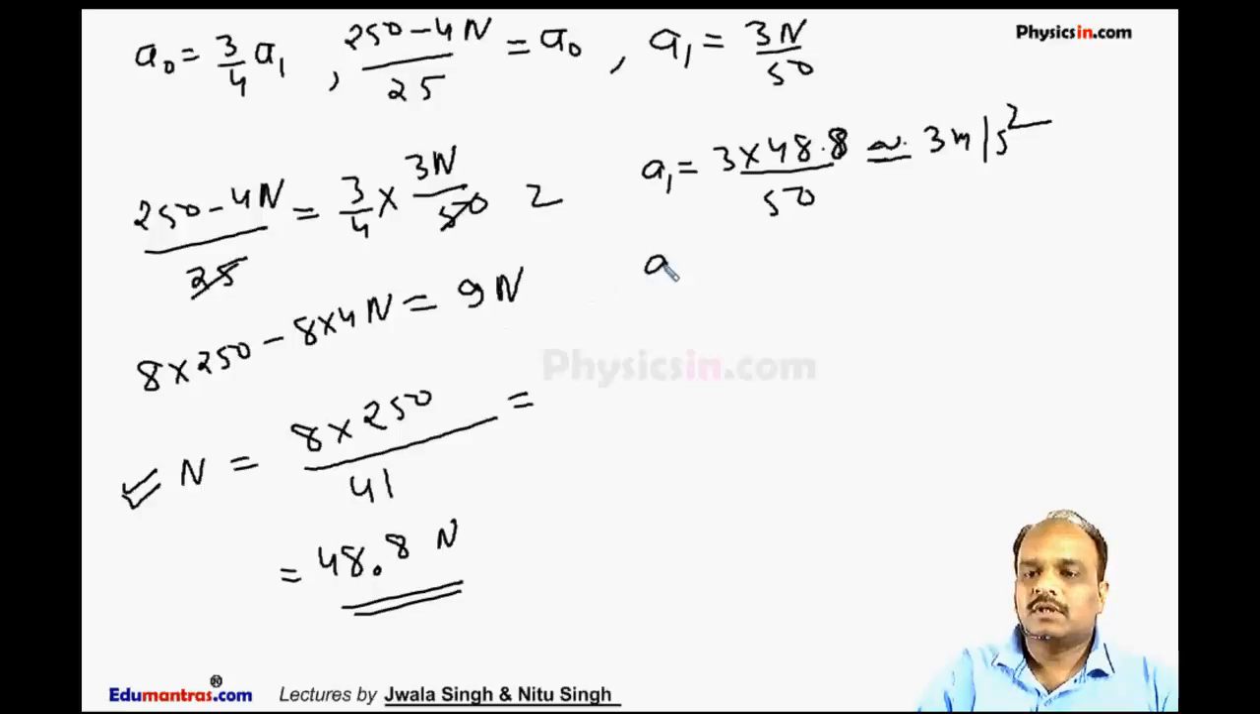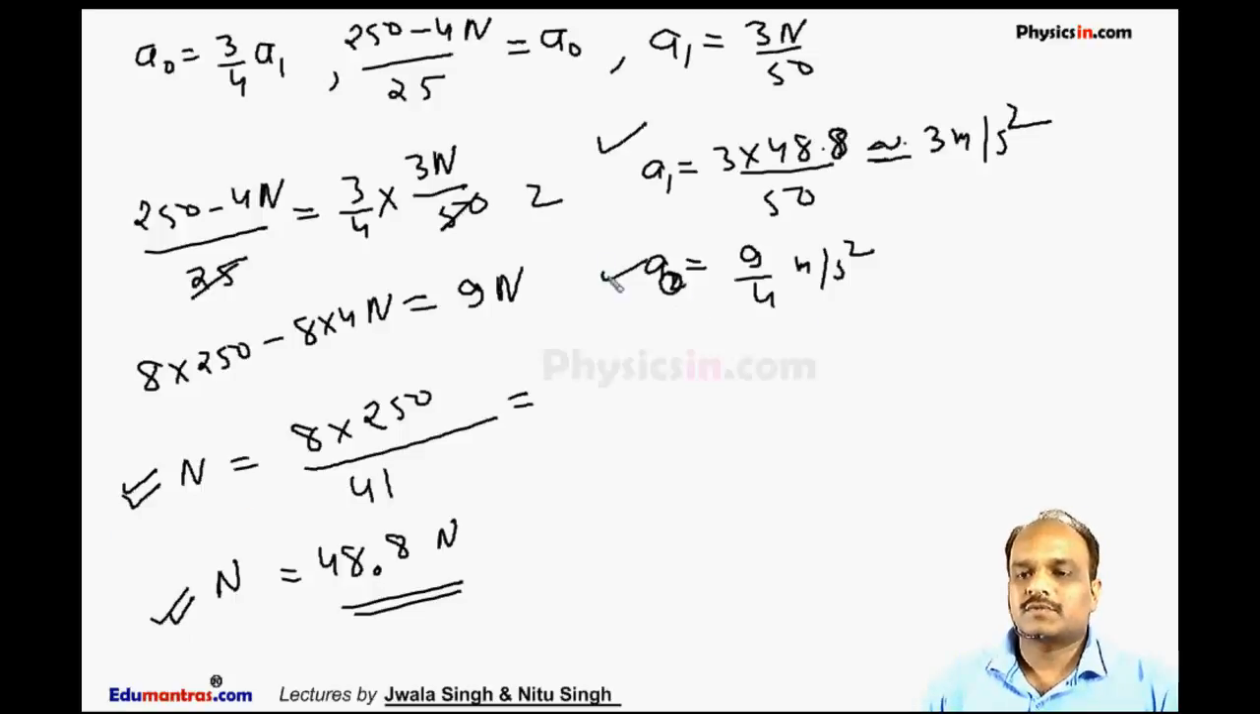In the same way, A naught comes out to be 3 by 4 into A1. So it is 9 by 4 meter per second square. So this is A1, this is A naught, and this is normal direction. This is the contact force between this rod and this triangular wedge.